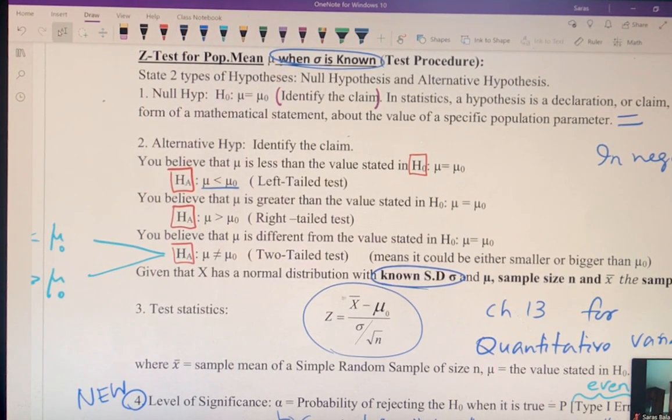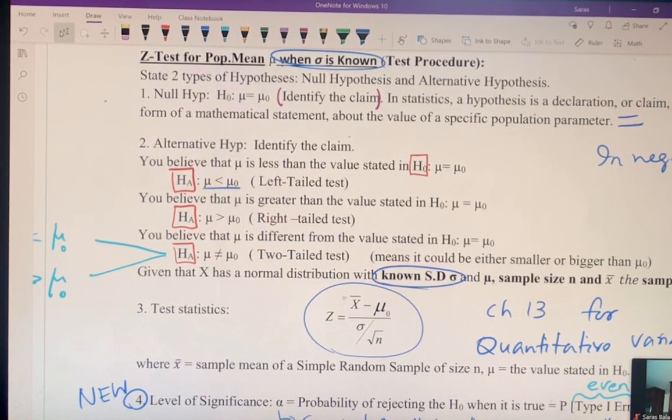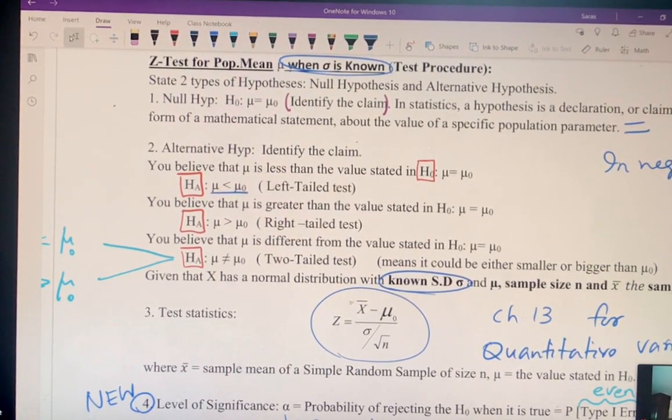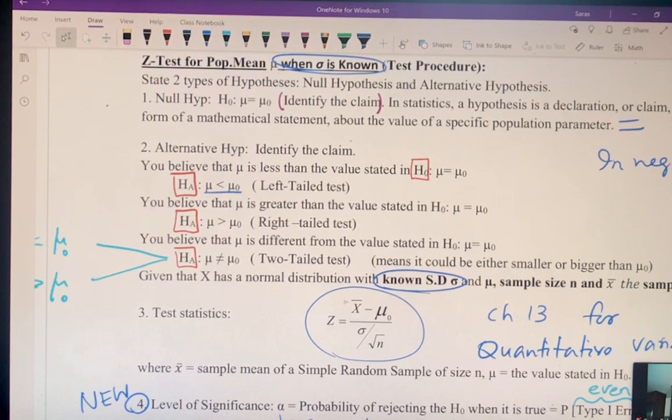The third choice given to you in math is mu not equal to mu sub 0. That is also given a name. It's called a two-tailed test. So if I mean to say two-tailed test, your mu could be less than mu sub 0, or you can say that it's going to be smaller, or it could be bigger than mu sub 0.